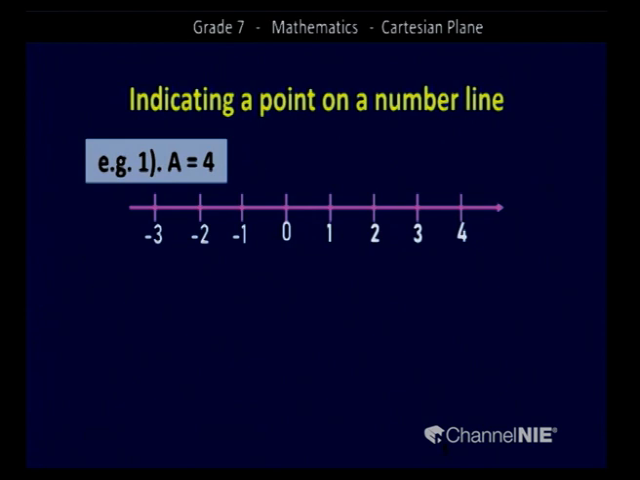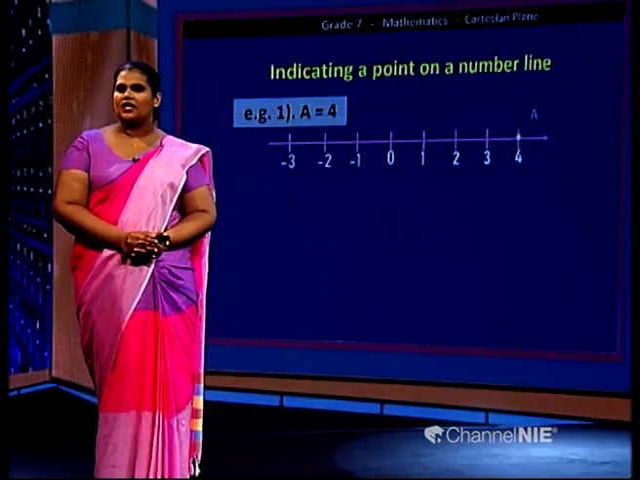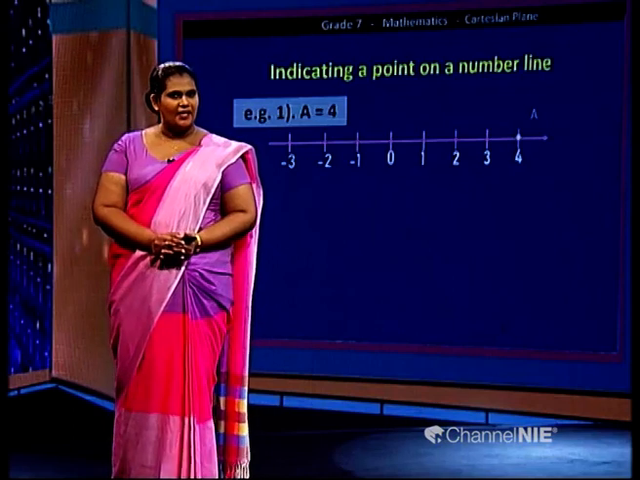I have to move 4 times towards the positive direction from 0. So, when I move 4 times from 0 towards the positive direction, I can mark the point at plus 4, and that we have to name as A. Right. Did you mark the point A on your number line?